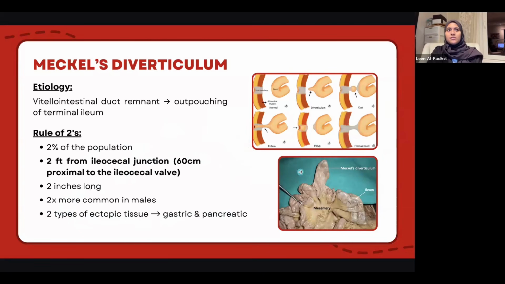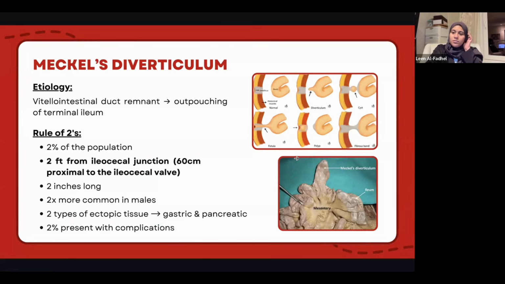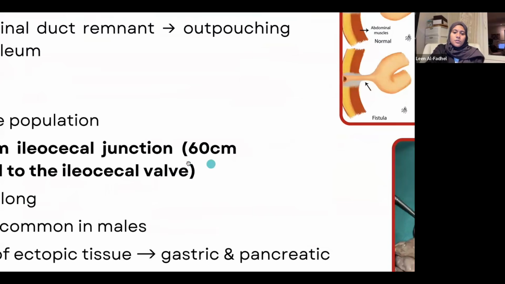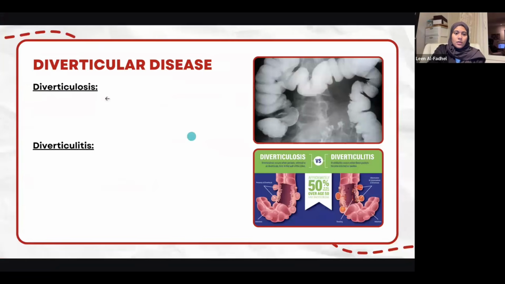So ectopic means that it's tissue that is not supposed to be there because you need to have intestinal tissue right here, right? But for some reason, gastric and pancreatic tissue was present there. And 2% present with complications like diverticulum, disappearance, bleeding, all of that. Okay? Now, I highlighted this one because I want you to focus on this sentence right here. 60 centimeters proximal to the ileocecal valve. Saw this in the red files. So just know it.